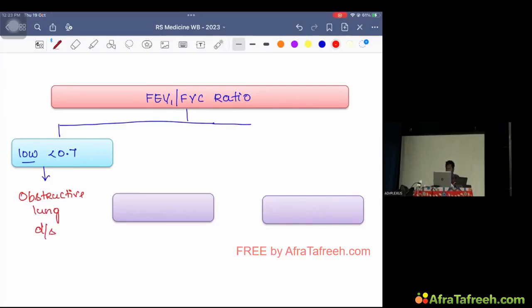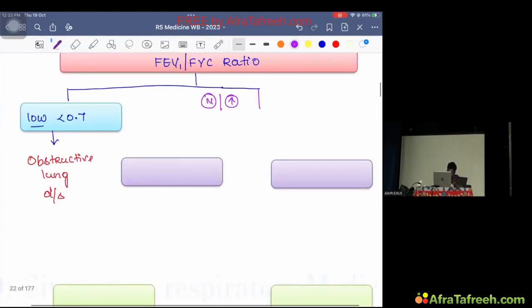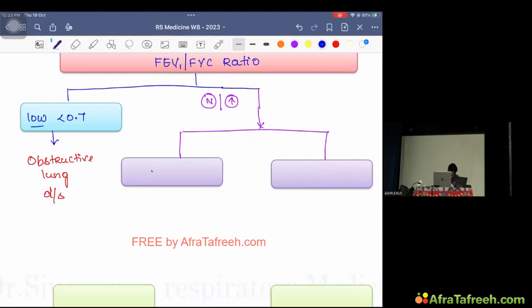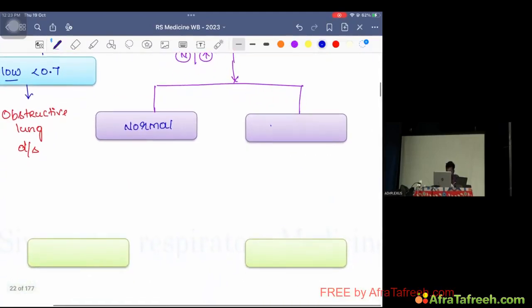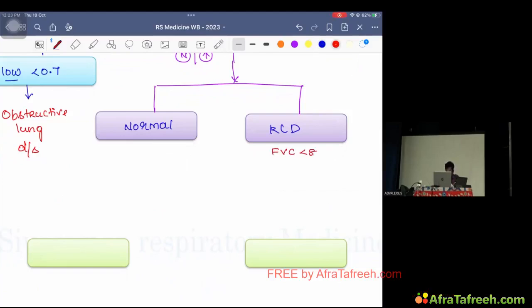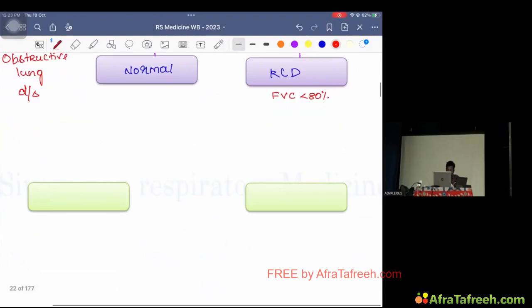Obstructive lung disease. Whenever the FEV1 by FVC ratio is normal or increased, you have two kinds of pathologies. One is going to be normal, another one is going to be restrictive lung disease. In restrictive lung disease, I told you that FVC is going to be less than 80%. FVC will be decreased.